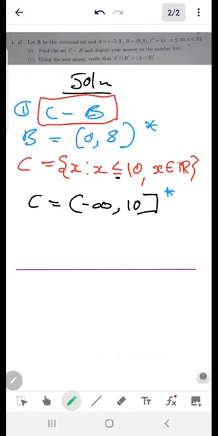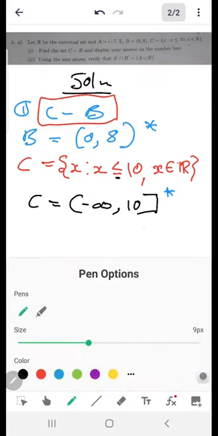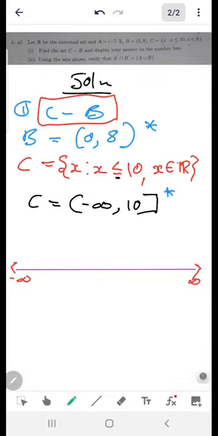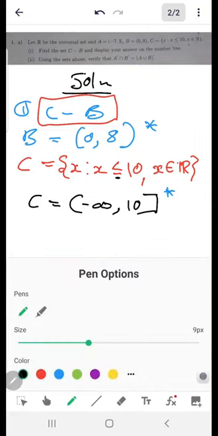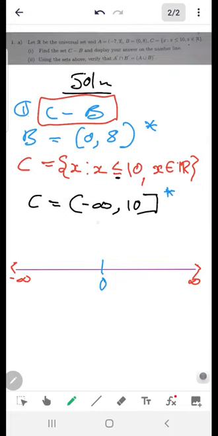So you draw your number line. This is going that side, this is going that side. Okay, so this side it will be negative infinity, and this side it will be positive infinity. Okay, so the first thing we are going to draw, we are going to show set C. So we'll first put 0 there to demarcate negatives and positives. Okay, so what is C?